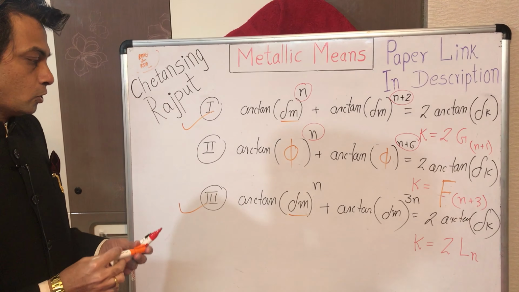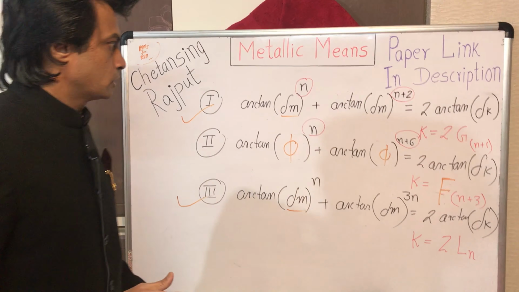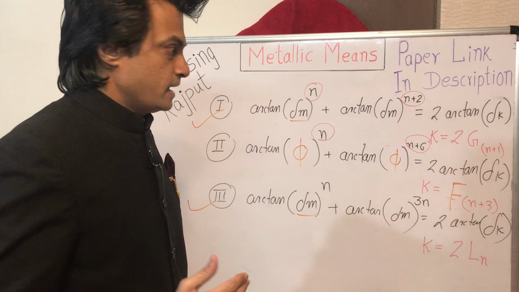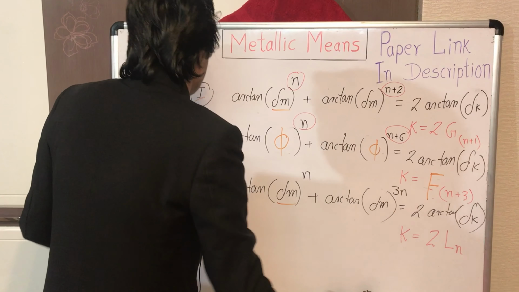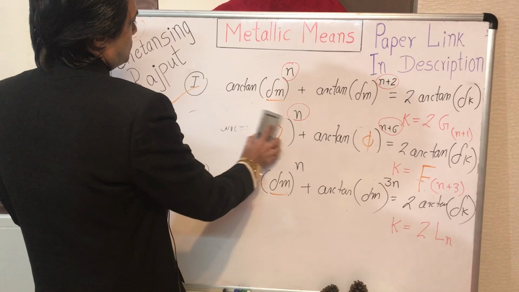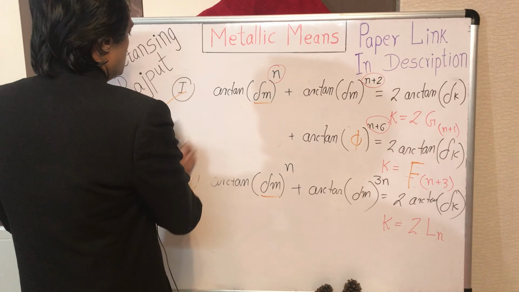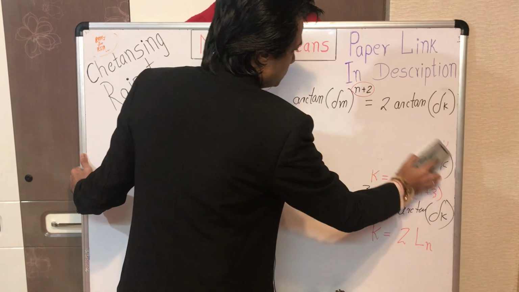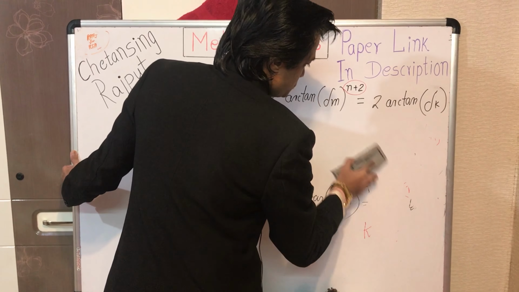Okay, let me elaborate all these three formula one by one with appropriate examples. Okay, let us see the first formula. This first formula is like the tan inverse, the arctangent of the nth power of given metallic ratio.